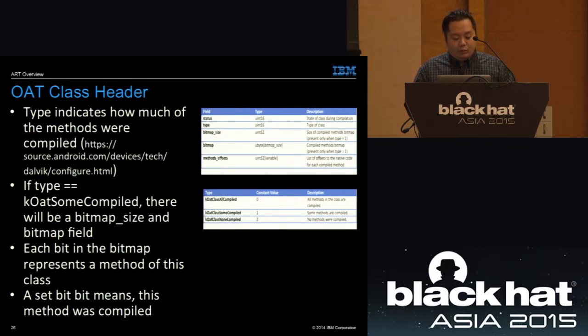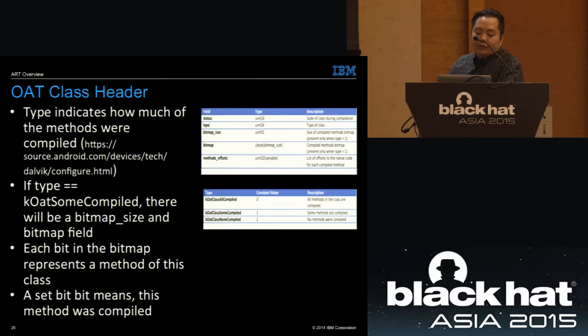If type is one of all compiled or none compiled, these two fields will not exist, and right after the type field will be the method offsets. kOatClassNoneCompiled means that none of the methods of this class were compiled, and those methods will be interpreted instead. If type is kOatClassAllCompiled, all the methods of this particular class were compiled.